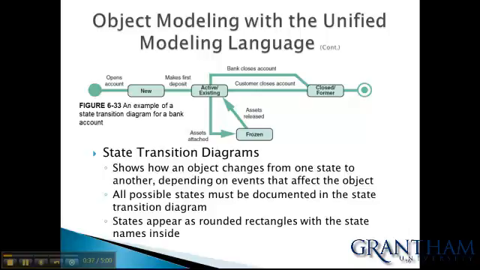This is an example of a state transition diagram of a bank account. When you open a new account and make your first deposit, it becomes active and existing. When the bank or the customer closes the account, it becomes closed or a former account. If for some reason your account is frozen, then it would be frozen, and then it will go back to active when the assets are released.